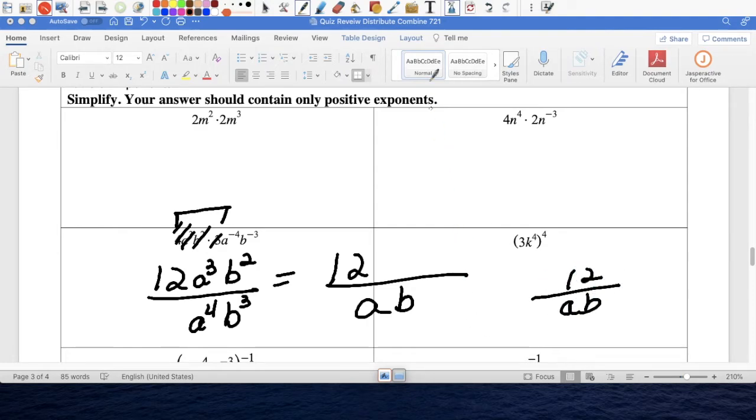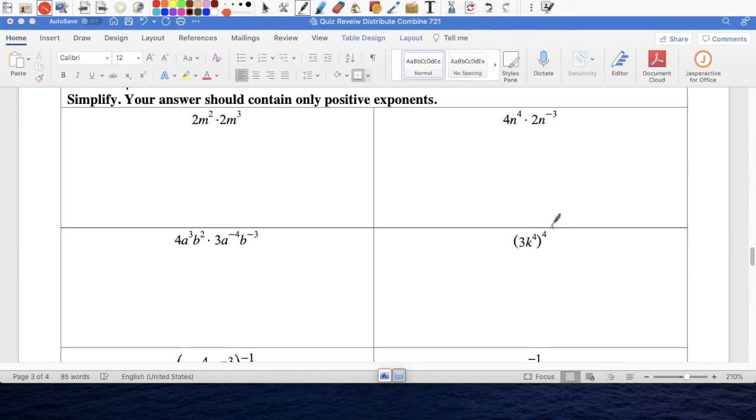12 over ab. This is going to be the 4 multiplied by everyone inside, right? So we get 3 to the 4th power and then k to the 16th power. We can rewrite this as, what is that? 3 times 3 is 9, times 3 is 27, 81, k to the 16th.